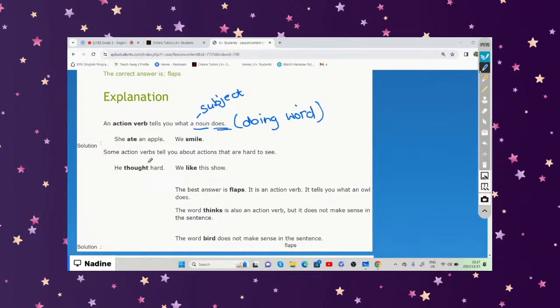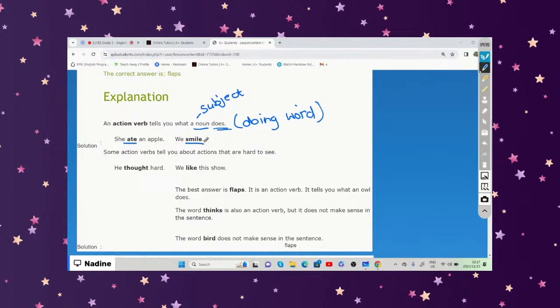And if we look at a few examples once again, it will say, she ate an apple, right? So basically, the word ate is something that she did. She ate an apple. We smile. So what are we doing? We smile, right? That's all we do. And the word smile is an action verb because it's something that someone is doing, right?